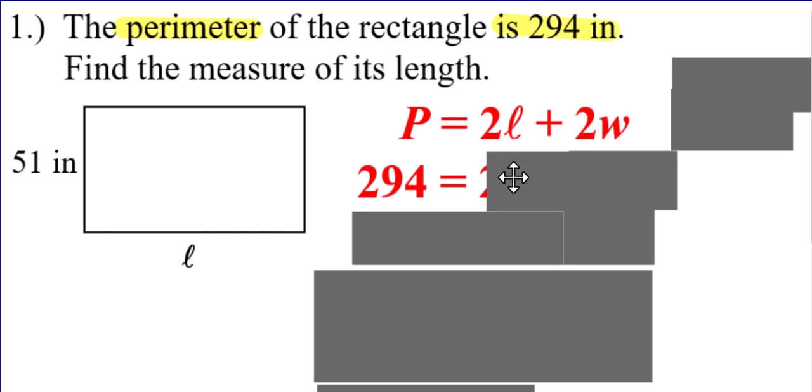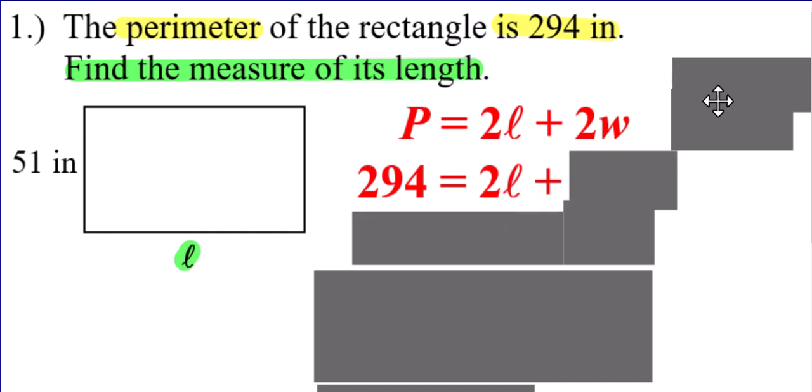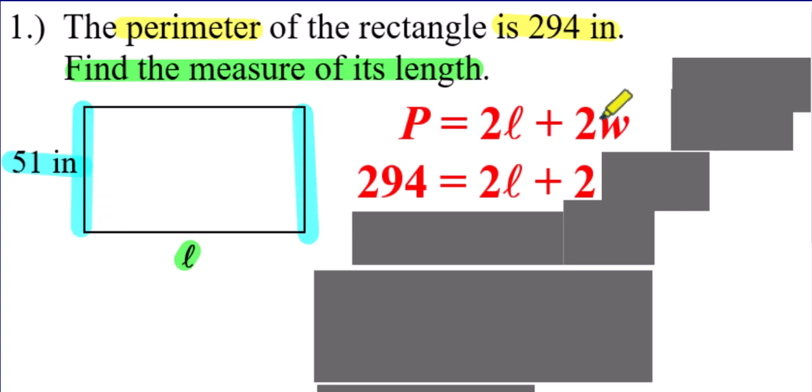Bring down the equal sign. Now, the 2 is still 2. The L, do we know the value of L? No, we don't. We're asked to find the measurement of the length. So finding the length is still the unknown. So L will stay as L. Plus, 2 is still 2. W, do we know the value of the width? Well, look over here at the drawing, and you will see that the width is 51 inches. It also will be 51 inches over here. That's why there's two of these widths. So we can replace the width with the number that it equals, which is 51 inches.